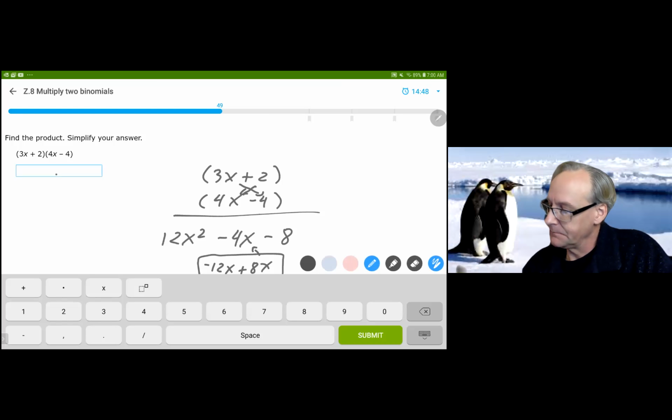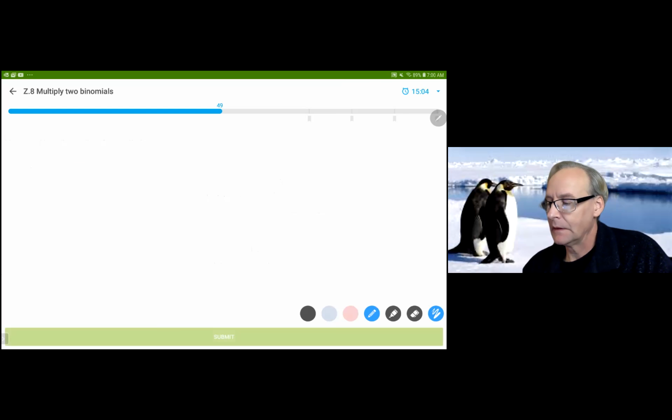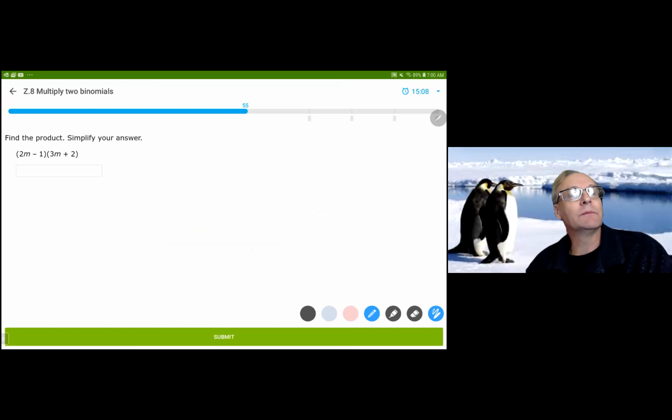So we've got 12x squared minus 4x minus 8. I didn't put the space. Maybe that's enough. Yeah, I spaced it at the end instead of at the beginning. Hopefully it'll be good. Okay, so this time what I want you to do is instead of writing it out, well, actually, you know what? I'm going to stack it one more time.